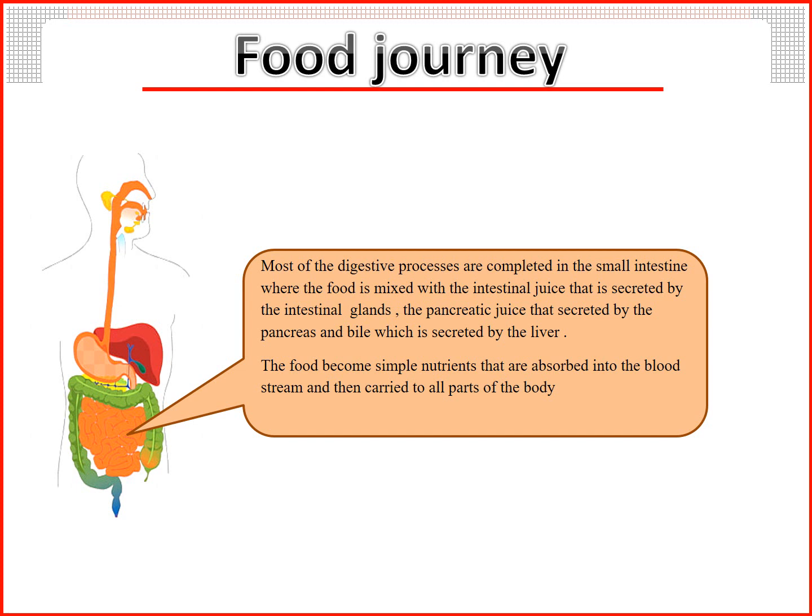Most of the digestive processes are completed in the small intestine, where the food is mixed with the intestinal juice that is secreted by the intestinal glands, the pancreatic juice that's secreted by the pancreas, and bile, which is secreted by the liver. The food becomes simple nutrients that are absorbed into the bloodstream and then carried to all parts of the body.